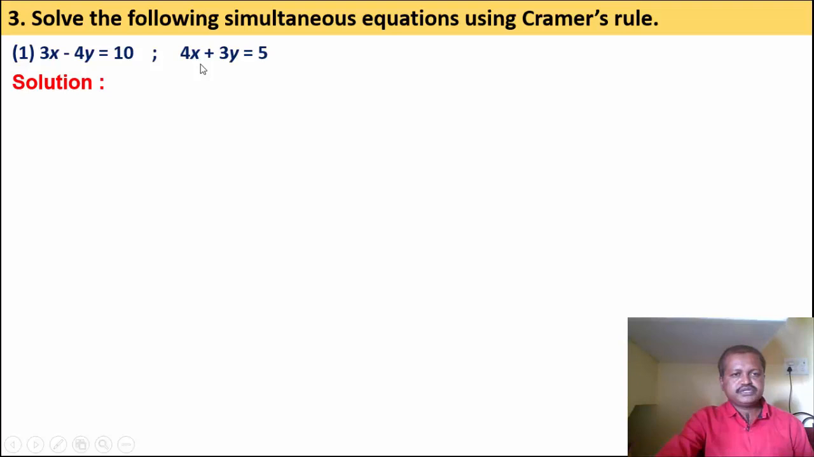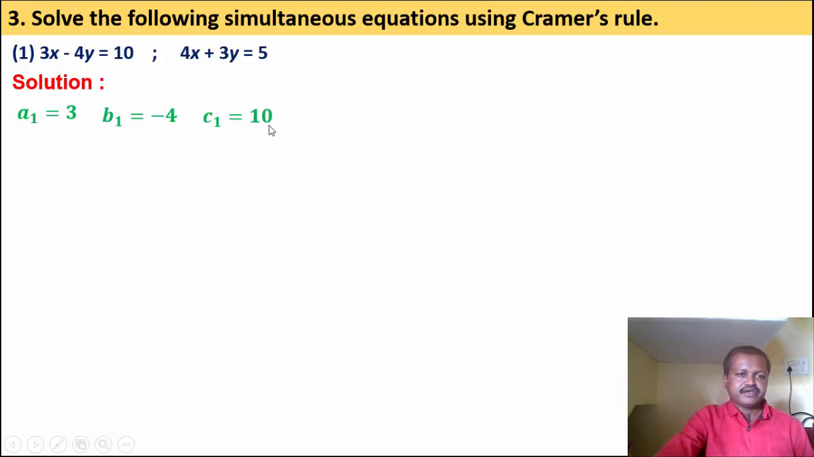So for this solution, we write first here value of a1, b1, c1 and a2, b2, c2. By comparing this first equation with a1x plus b1y is equal to c1, we get value of a1, that is 3. So here coefficient of x is the value of a1, so write here 3. Then write here value of b1, that means coefficient of y, so it is minus 4, so b1 is equal to minus 4, and this constant term is c1, so c1 is equal to 10.